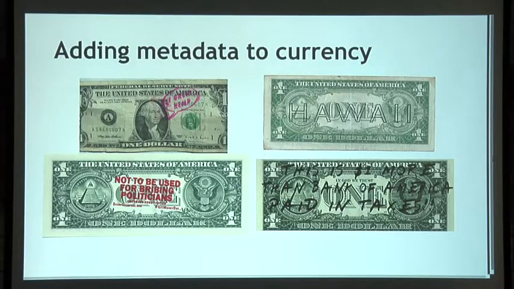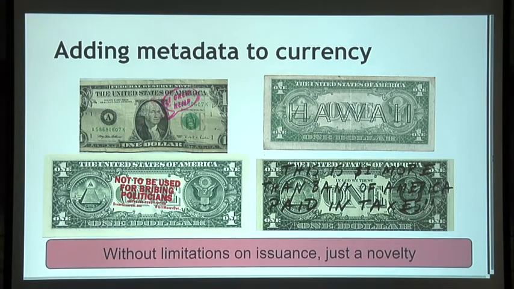So let's think about what this would look like offline. What if we wanted to add metadata to offline currency? Some people actually do this. They like to stamp various things on banknotes, as I have some examples of here. You'll notice that most of these are actually political protests talking about campaign finance or the fact that George Washington grew hemp. The reason is that if anybody can stamp whatever they want on currency, it doesn't have that much value except as a form of speech. It's really just a novelty.